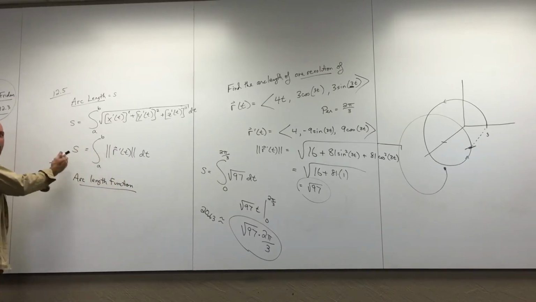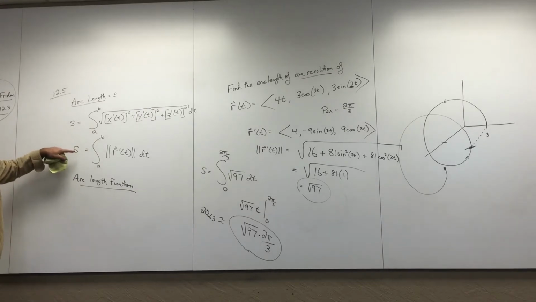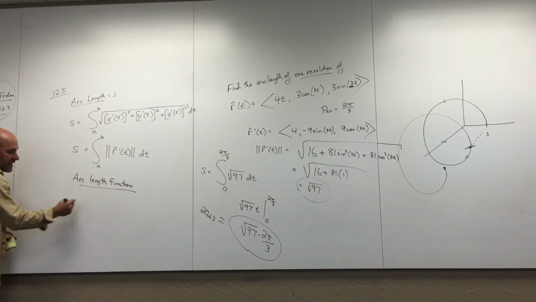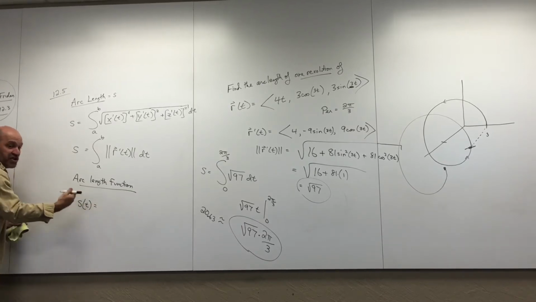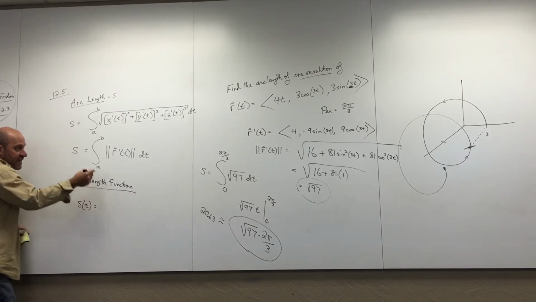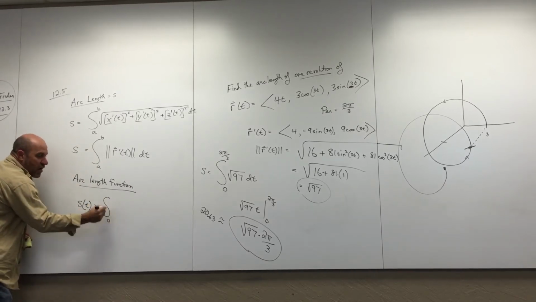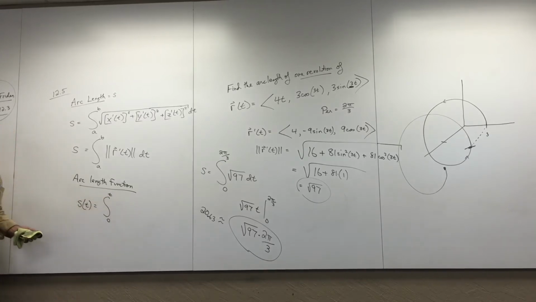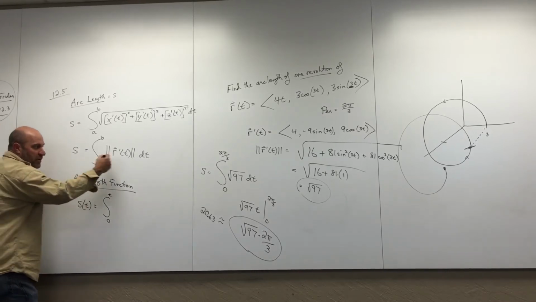So, of course, when you find arc length, you're going from a certain point to a certain point, and it's a number. The arc length is a distance. It's a number. Well, the arc length function is s of t. And the way we get a function of t is, instead of integrating from a to b, we integrate from 0 to t. So we stop at some arbitrary, some variable t.